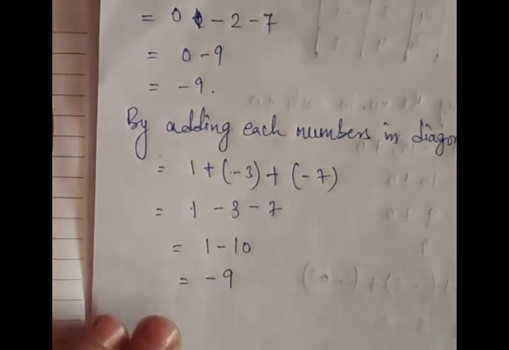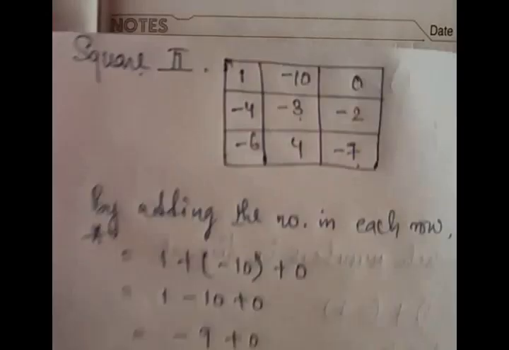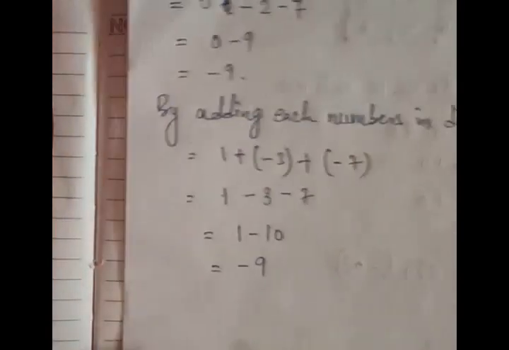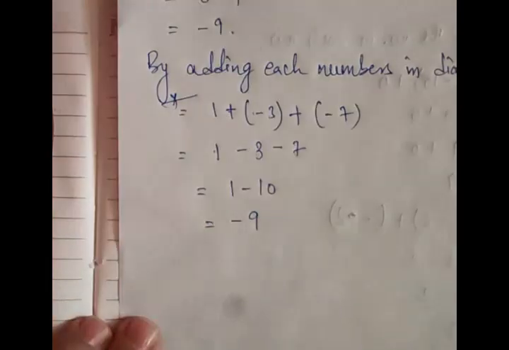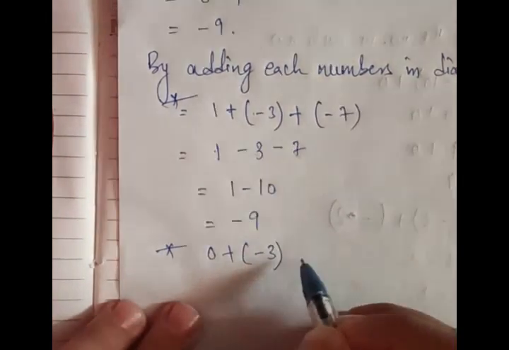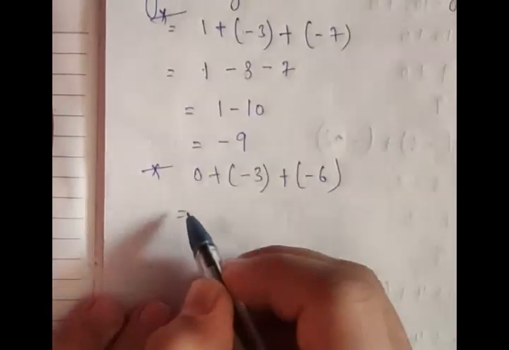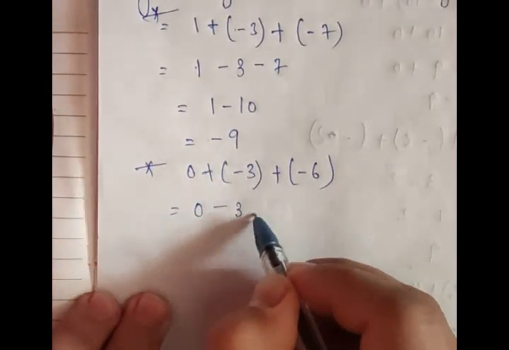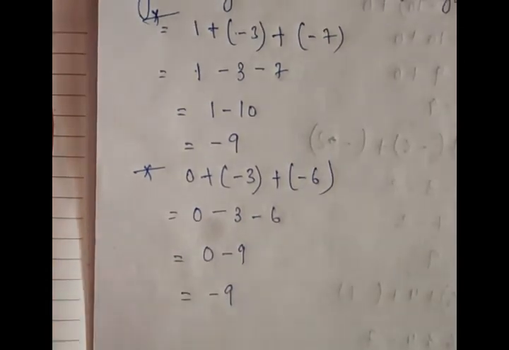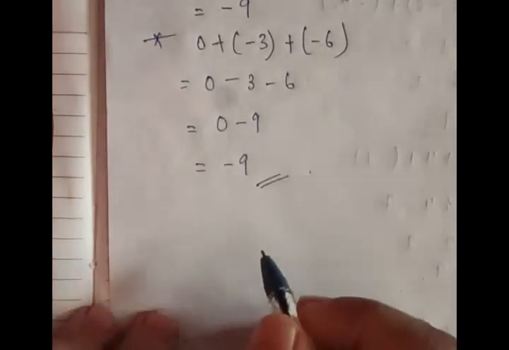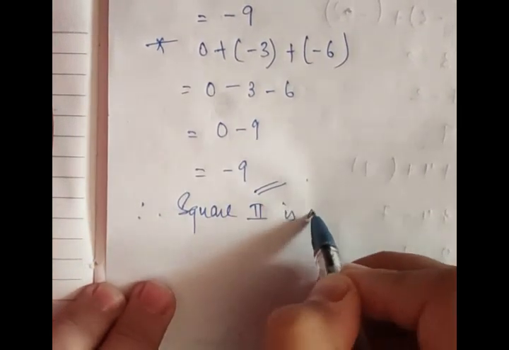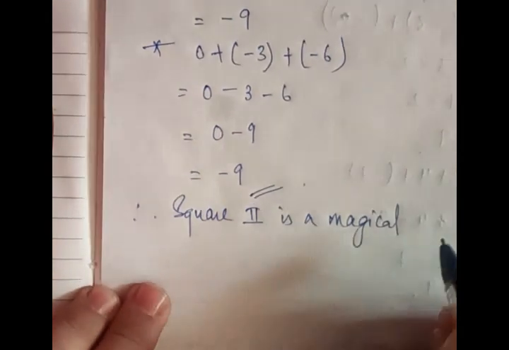Okay, we got this. So the next diagonal has the numbers 0, minus 3, minus 6. Remember, this was our first diagonal, and this is the other one. So the answer is 0 plus minus 3 minus 6, 0 minus 9, is equal to minus 9. Oh yes, we got the answer. So we can consider, therefore, square 2 is a magical square.